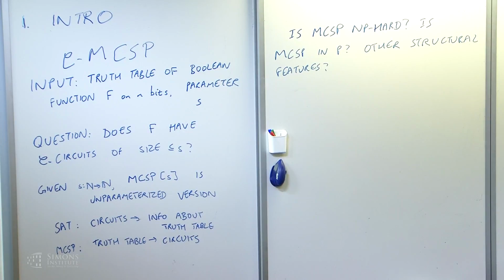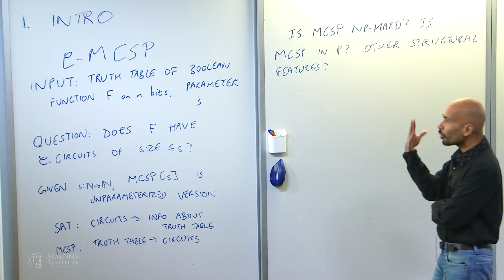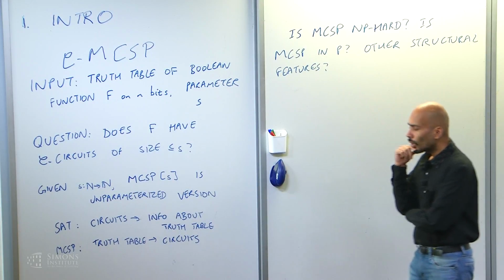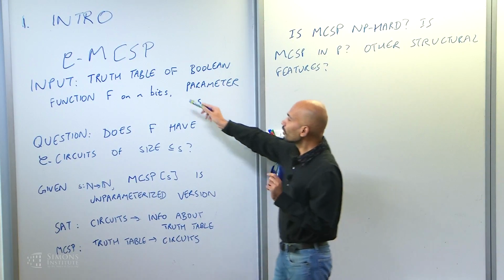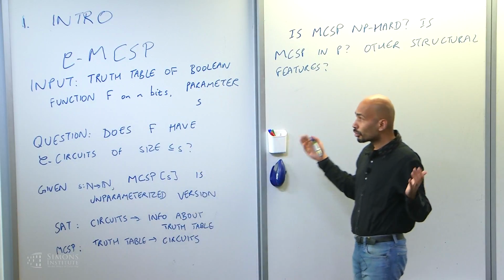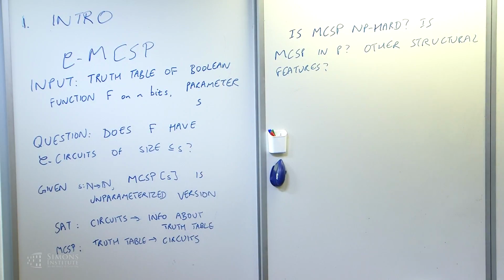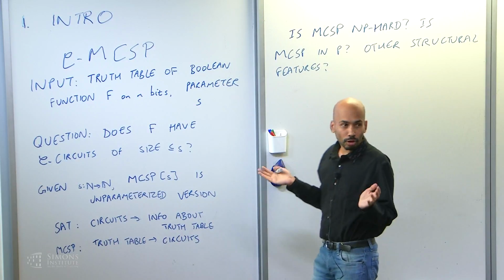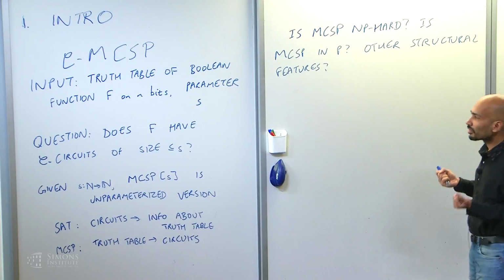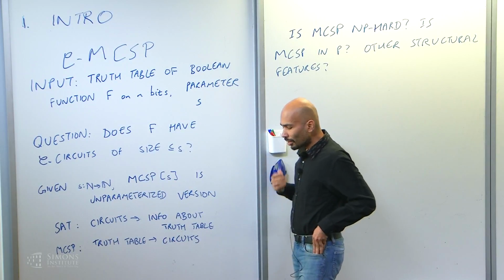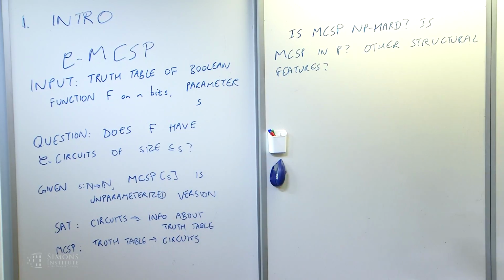There are a couple of other perspectives or ways of looking at MCSP that I'd like to mention. One is the perspective in terms of individual strings and their complexity, and whether they're random or not. The truth table is essentially a string of length 2^n, and you're asking if it has small complexity. Whatever reasonable complexity measure you choose, a random string is not going to have small complexity, so a random string is going to be a no instance, and some structured instances are going to be yes instances. So in some sense, this is asking whether our input is random or not.